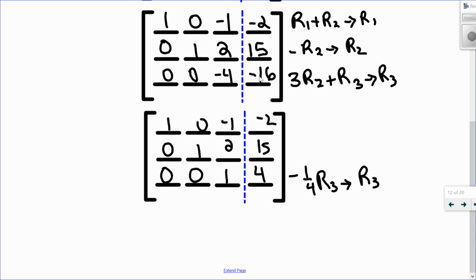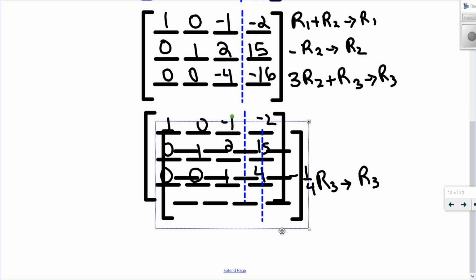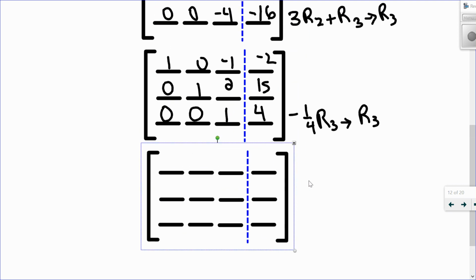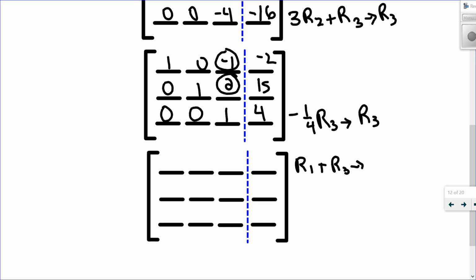Okay, so what I'm going to do now is get a 0 right here, and a 0 right here. So on row 1, I'm going to take row 1 and add it to row 3, putting it onto row 1. So 1 plus 0 is 1. 0 plus 0 is 0. -1 plus 1 is 0. -2 plus 4 is 2.